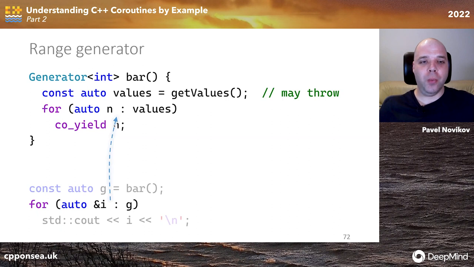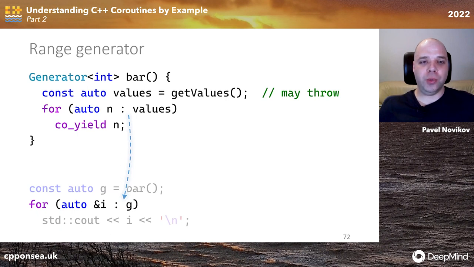So when we start to iterate, the coroutine is resumed. We get to this for loop. We iterate over the values. We yield values one by one. So after yielding, we get back. We give control back to the outside code.